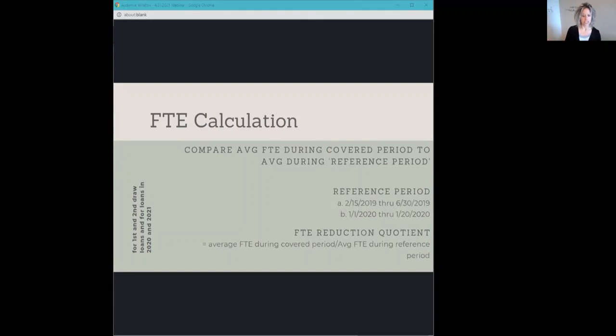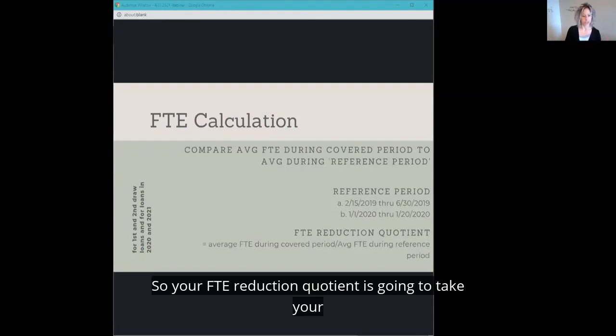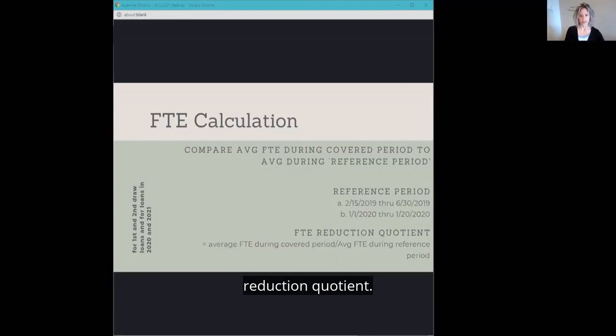Then you can use that to calculate your FTE reduction quotient. Your FTE reduction quotient is going to take your FTEs during your covered period divided by the average FTEs during your reference period. So I have 6 divided by 8, and that's my reduction quotient. Then that is multiplied times your loan amount, and you would have a reduction in your forgiveness by that quotient.